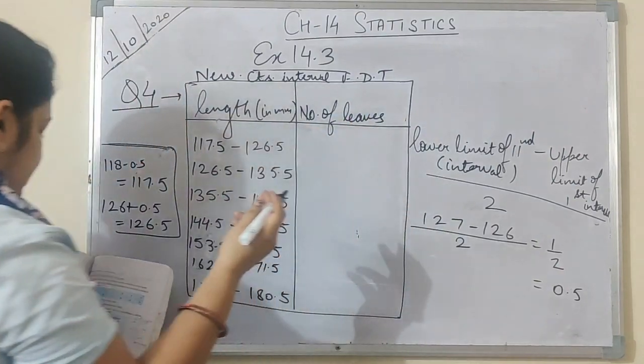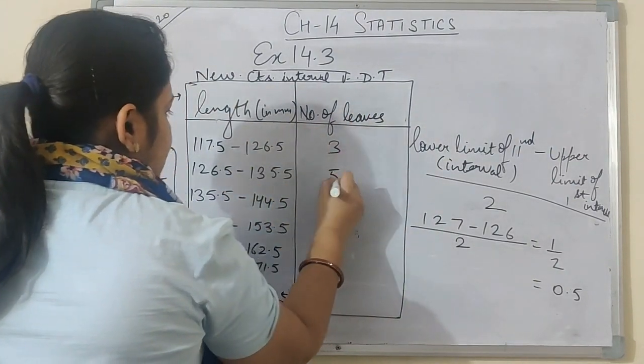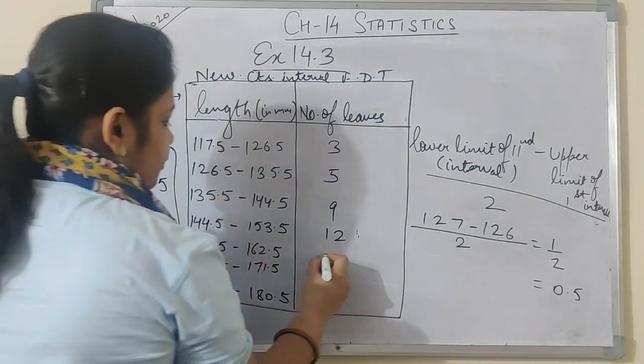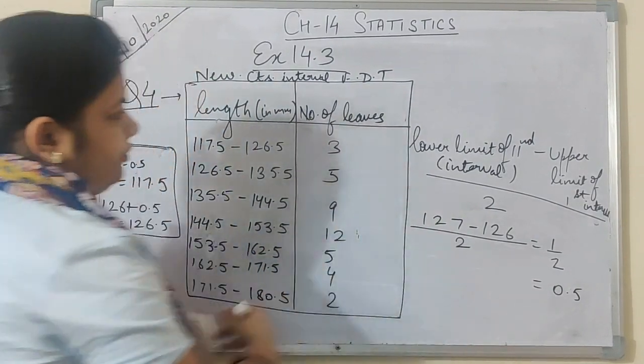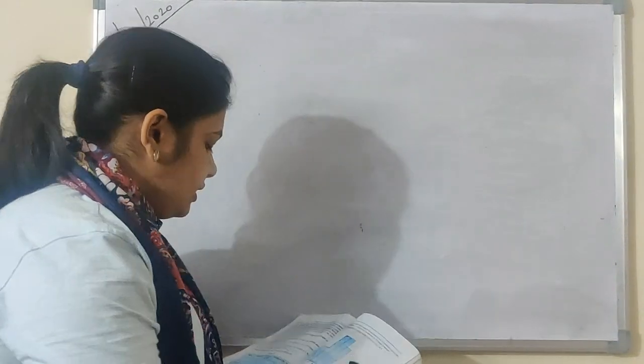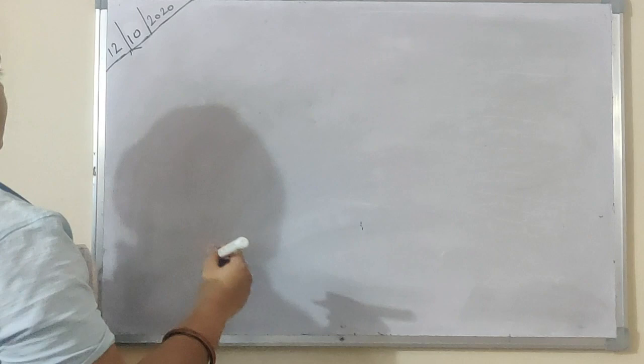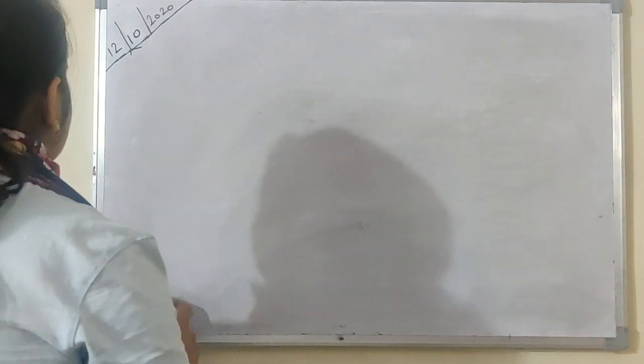So what we will do, we will write it as it is. And then I think after forming this, it is easy to form a graph. Okay, now we are studying the second type of histogram.